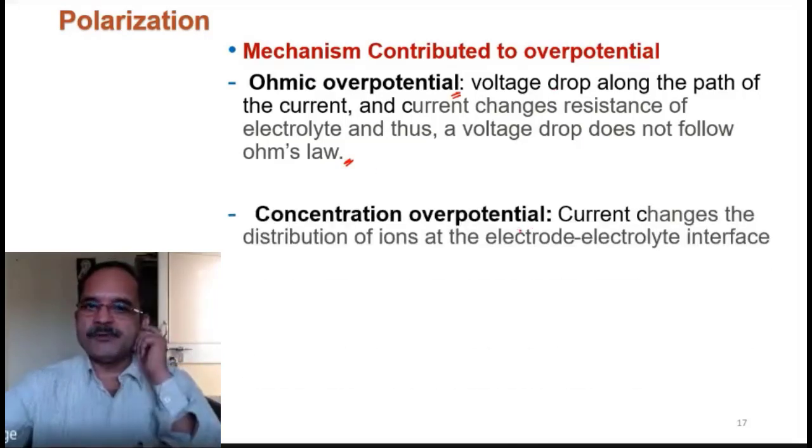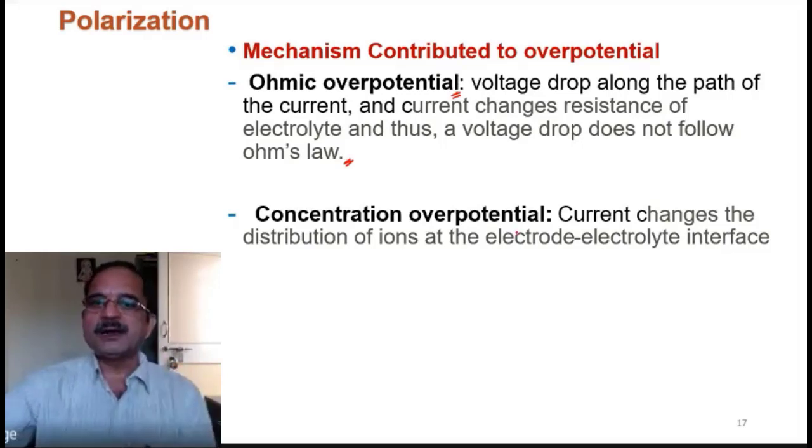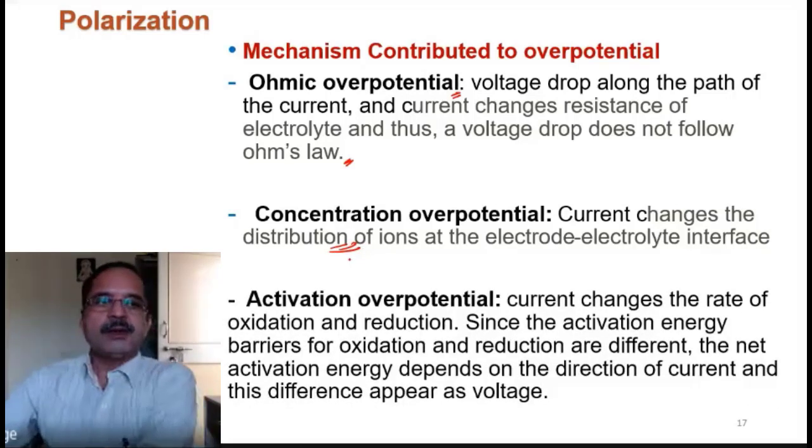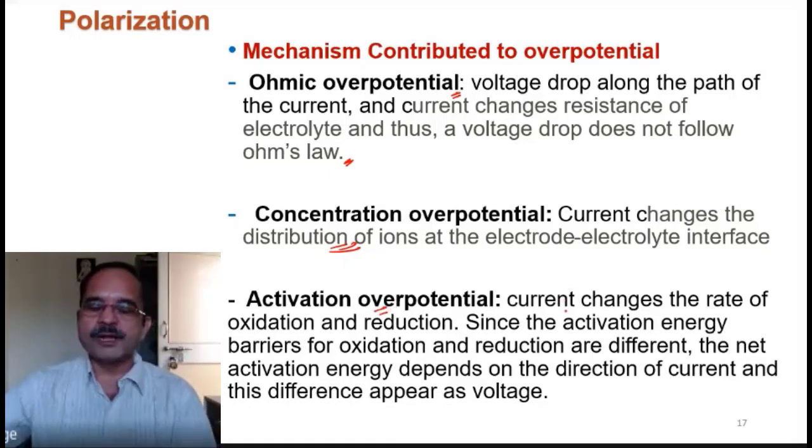Then the other factor which causes polarization is the current changing the distribution of ions at the electrolyte interface. Because of the distribution of the ions, there is a change of current. So that is one of the causes of this polarization. The third one is called the activation over potential. The current changes the rate of oxidation and reduction, so this third cause is because of oxidation and reduction.